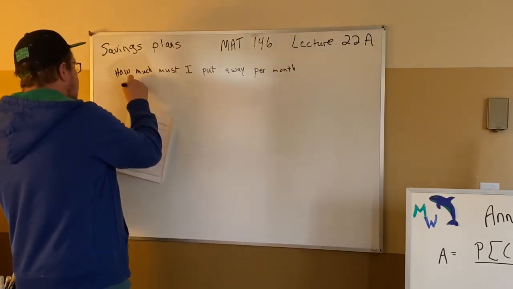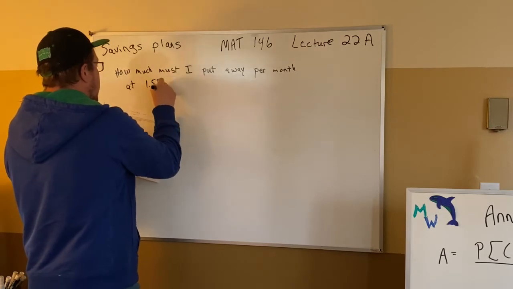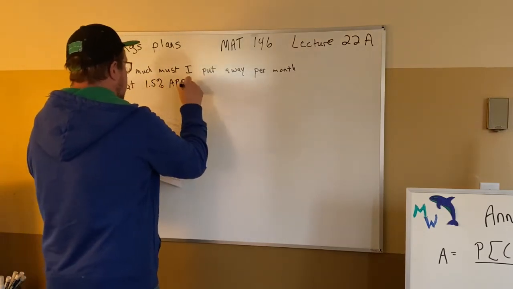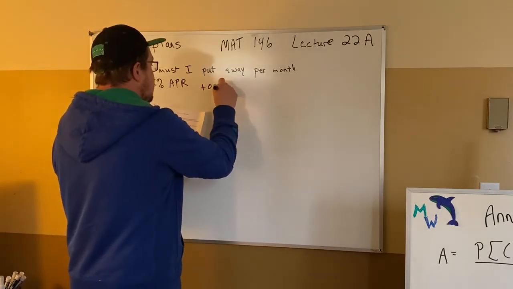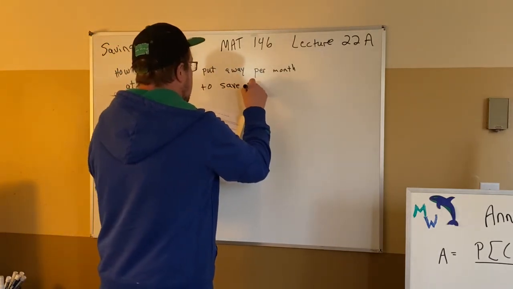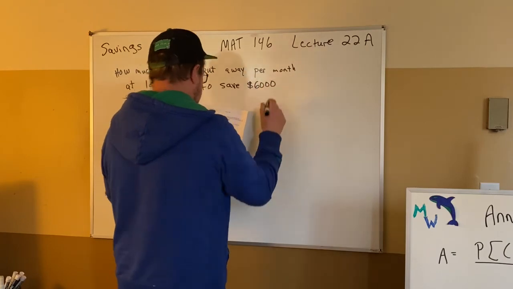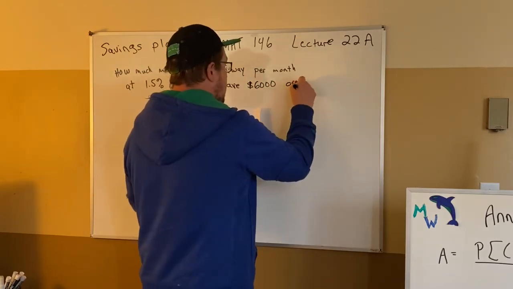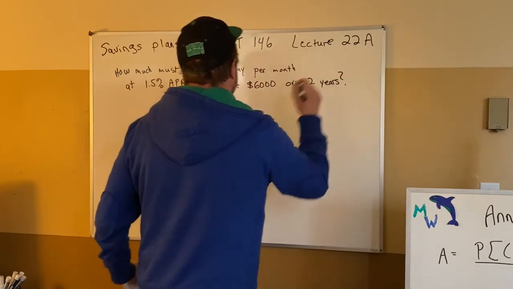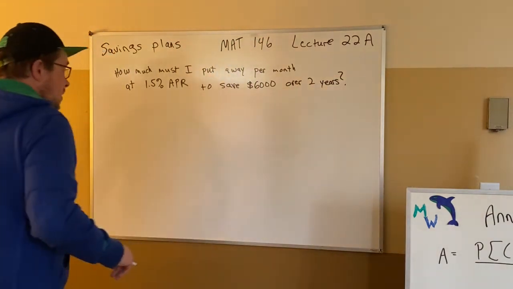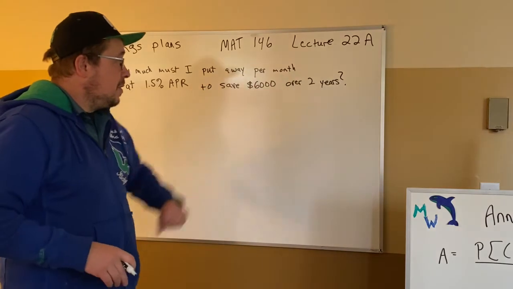At 1.5% APR, to save $6,000 over 2 years. Now we're going with this being monthly, right? It's per month, so it's going to be monthly when we do that.